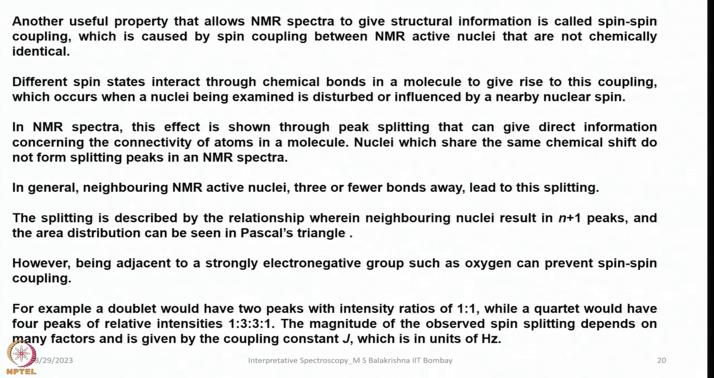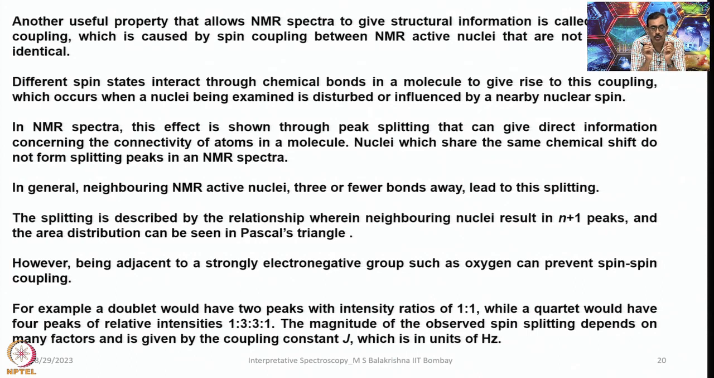If they are chemically identical, what would happen? You will see only one signal. For example, in ethane, the two CH3 groups are chemically equivalent, and you will see only one signal. But if you take CH3CH2OH or CH3CH2Cl, then the neighboring groups are different, so you can see interaction between them, which we call spin-spin coupling. Different spin states interact through chemical bonds in a molecule to give rise to this coupling, which occurs when the nucleus being examined is influenced by a nearby nuclear spin.